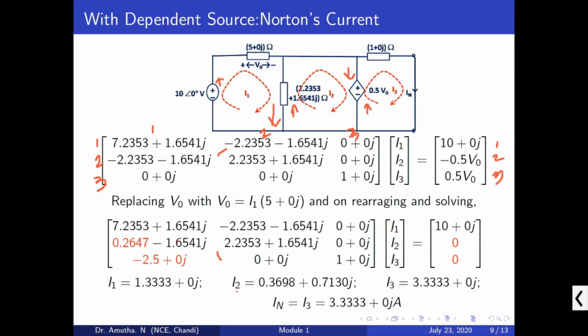Okay, what is this one? This is for I1, right? This is for I1, I2 and I3. So the I1 value alone changes. Okay, I1 value alone changes.